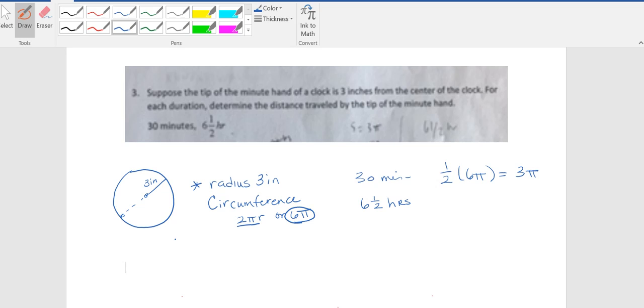6.5 hours means that literally starting at that point, you will have gone around 6 full rotations and then another half rotation, stopping here again. So that would just be 6.5 times 6 pi. So that would be 39 pi. And not sure if he wants it in decimal answers or not, but at that point, you could convert that to a decimal if you needed to.